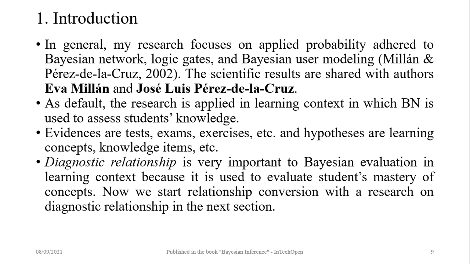As before, the research is applied in learning concepts in which Bayesian network is used to assess student knowledge. Evidence are tests, exams, exercises, etc., and hypotheses are learning concepts, knowledge items, etc. As noted, diagnostic relationship is very important to Bayesian evaluation in learning context. It is used to evaluate student mastery of concept. Now, we start relationship conversion with research on diagnostic relationship in the next section.